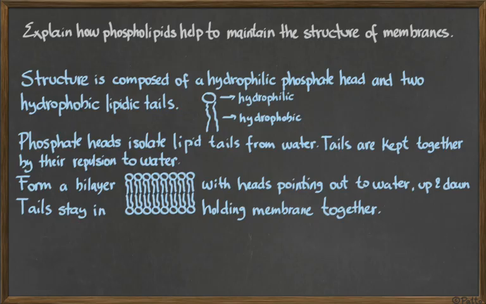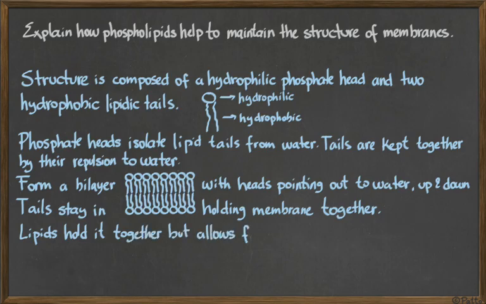The tails stay in place, holding the membrane together. And finally, lipids, they are held together, but it allows a certain flexibility. Okay, so they can move a little bit around, so they can be flexible, but they stay together. This is how the phospholipids help to maintain the structure of membranes.